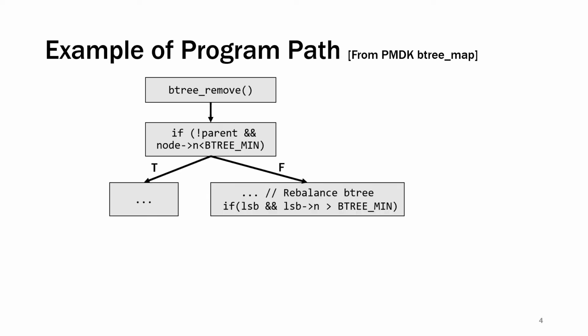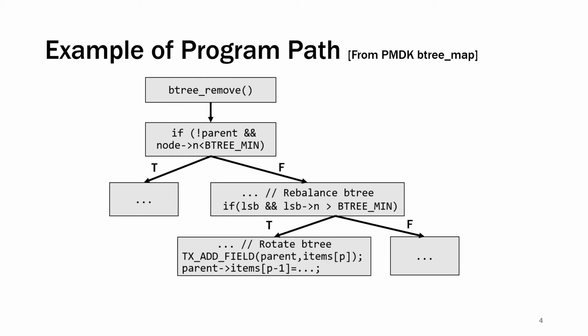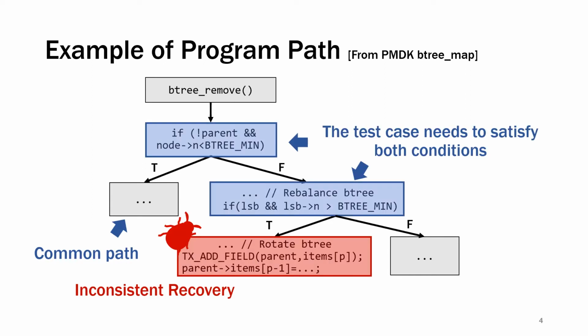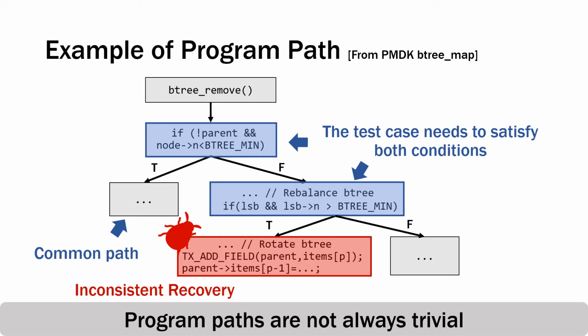Here's an example from B-tree map. After removing an item, it checks the number of items and then performs rebalancing if it's less than some threshold, and may later perform rotation. The left side is a common path because it is hard to satisfy the if condition. But what if you have a bug in the less common path? We need to satisfy both conditions by using a strong test case, so that program paths are not always trivial.